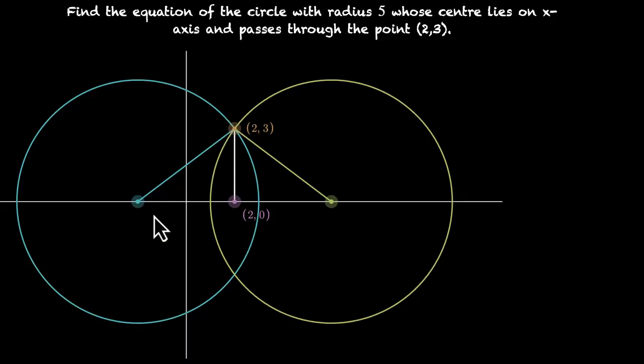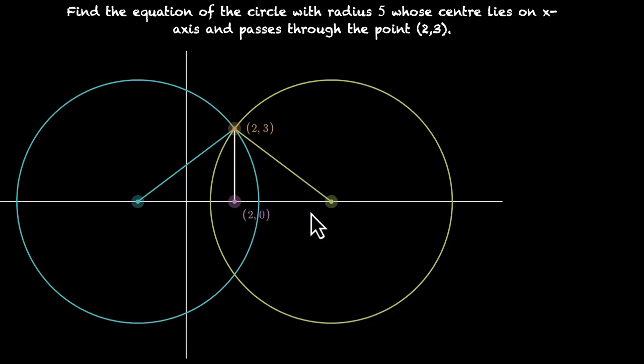The center for both of them is on the x-axis, and it's at a distance of 5 units from 2, 3. Now that we have the figure, how can we solve for the center of both these circles? So if this is 2, 3, if we come down here, this point is 2, 0. This distance is 3 units because the coordinates for this point is 2, 3, which means we are 3 units above the x-axis. So this length is 3 units. This hypotenuse of this right angle triangle is 5. We know that the radius is 5. So this is 5, this is 3. This means this becomes 4 units.